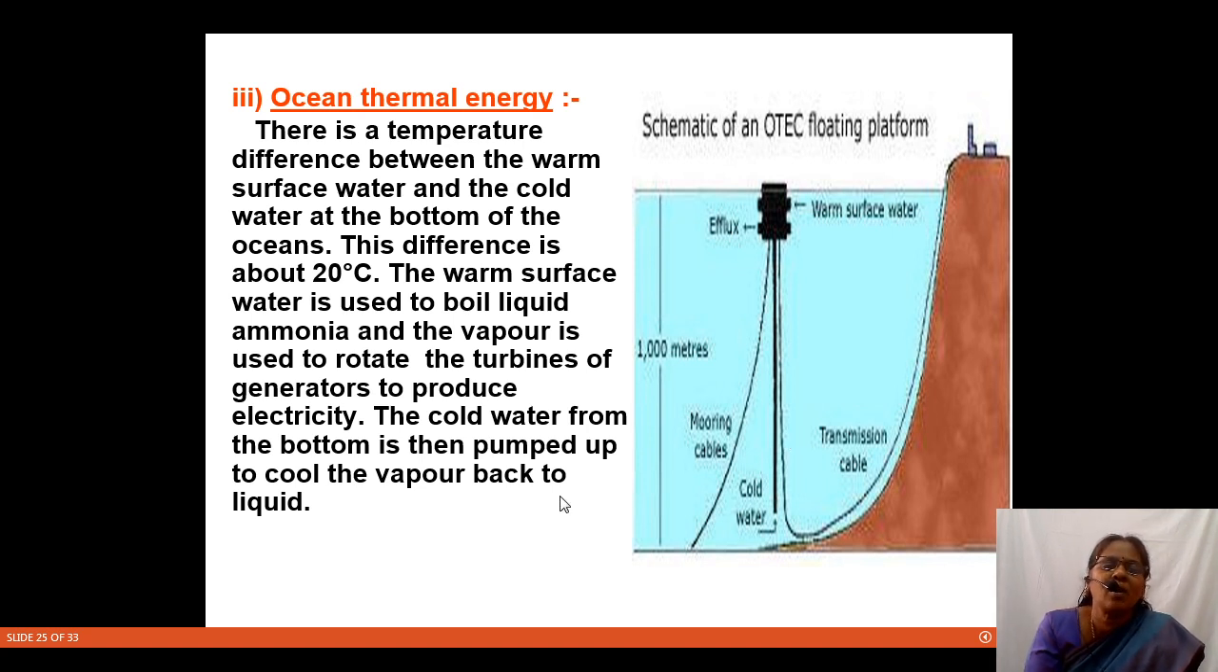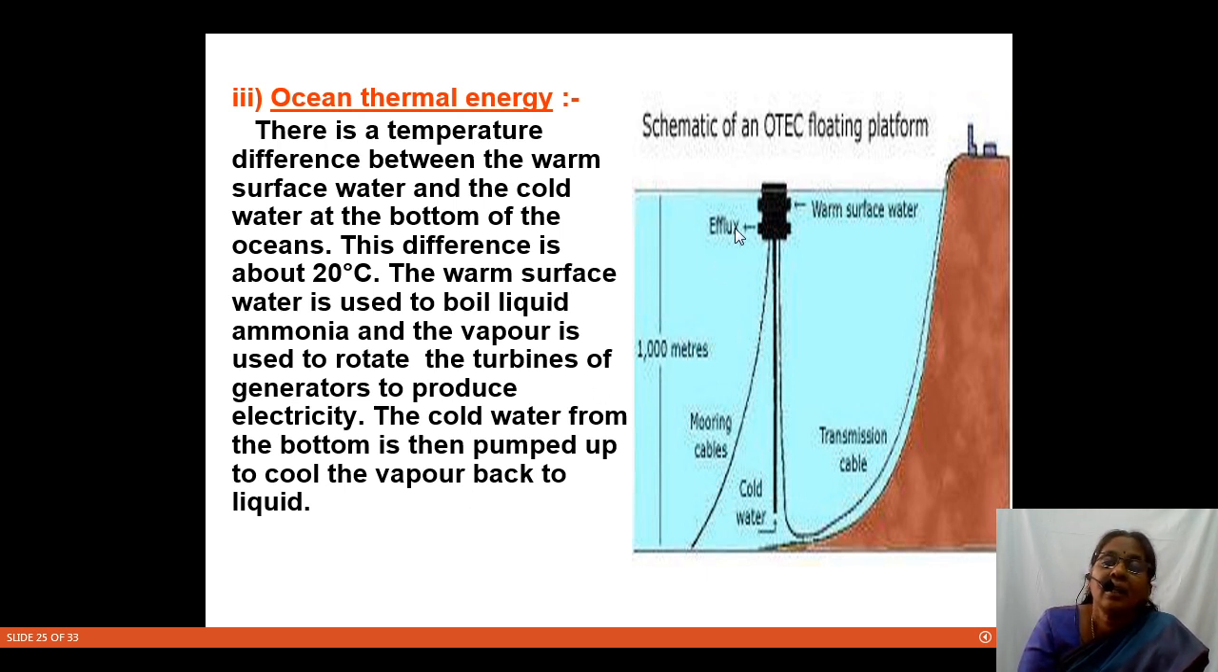The warm surface water is used to boil liquid ammonia, and the vapor is used to rotate the turbines of a generator to produce electricity. Okay children, here the top surface temperature is more, and the arrangement is kept here. We send liquid ammonia. For vaporization of liquid ammonia, 20 degrees Celsius is enough. So the liquid ammonia vaporizes, and that vapor rotates the turbine to produce electricity.